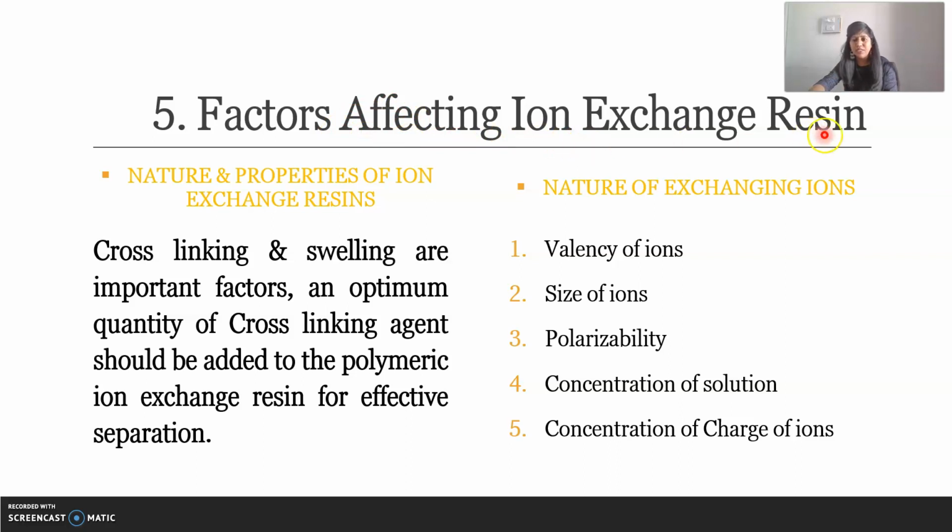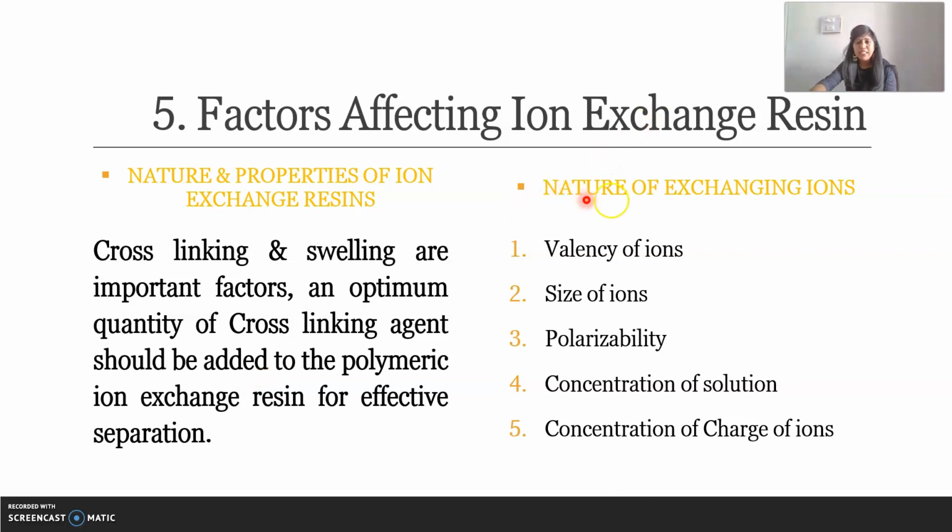Next point is factors affecting ion exchange resin. Now here the resin plays the most important role. So what are the various factors that affect the ion exchange resin? Depending upon the nature and property of the ion exchange resin, cross linking and swelling play the most important role. The optimum quantity of cross linking only should be added to the polymeric ion exchange resin for the effective separation. Whenever it is required for the proper kind of separation, a proper amount is added for the cross linking and swelling property of the resin.